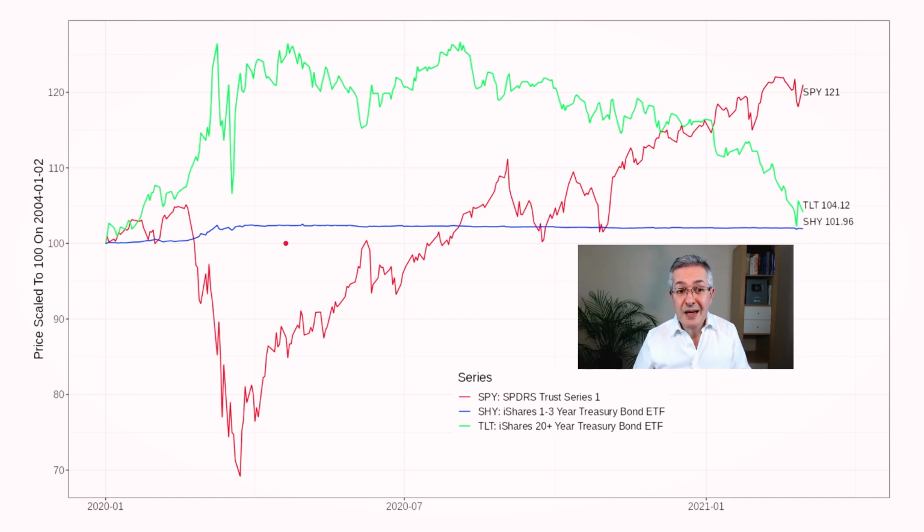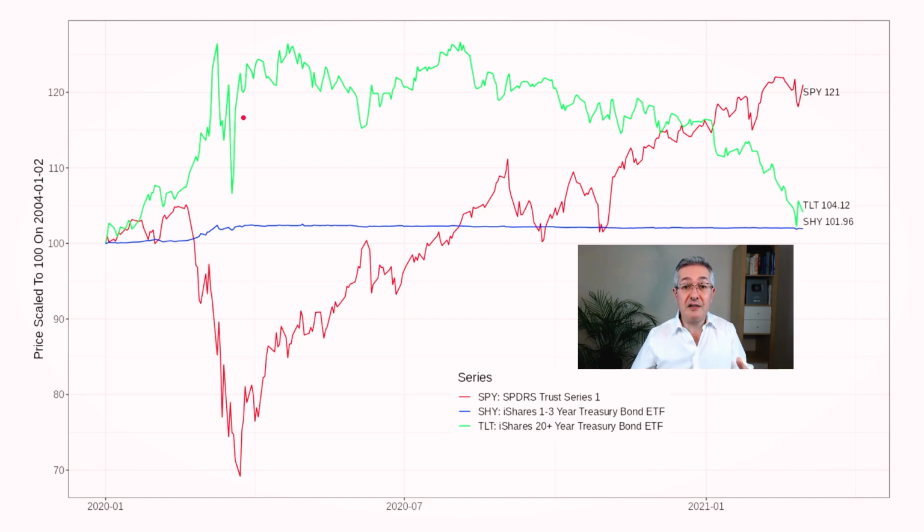I've also shown SHY, which is a short duration US Treasury fund that only buys treasuries with 1 to 3 years maturity. And in light green, you can see here at the top, a fund which tracks long duration US treasuries, that's TLT, and that only buys treasuries which are 20 years or longer in maturity. Notice how SHY has very low volatility.